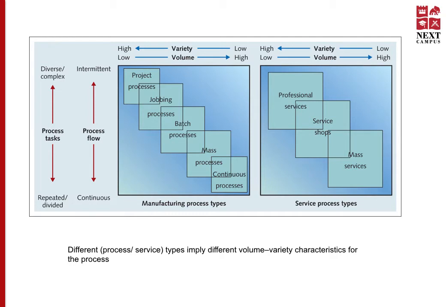We have looked at manufacturing process types. Now let us look at service process types. If the volume of services is high and the variety of the services is low, these services become candidates for mass services process types. Likewise, if the volume of the services is low and the variety of the services is high, these services become candidates for professional services process types. The rest of the services are candidates for service shops process types.